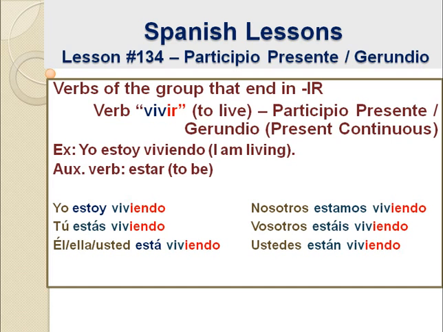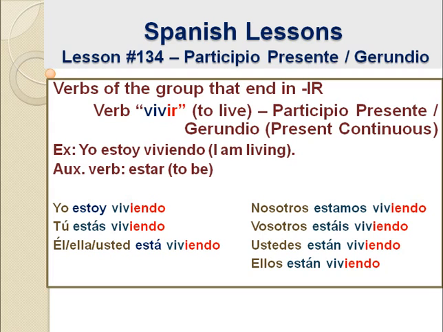Yo estoy viviendo. Tú estás viviendo. Él está viviendo. Nosotros estamos viviendo. Vosotros estáis viviendo. Ustedes están viviendo. Ellos están viviendo. See how in English we have the ending ing for the present continuous, in Spanish, since we have three groups of verbs, we have more than one ending.